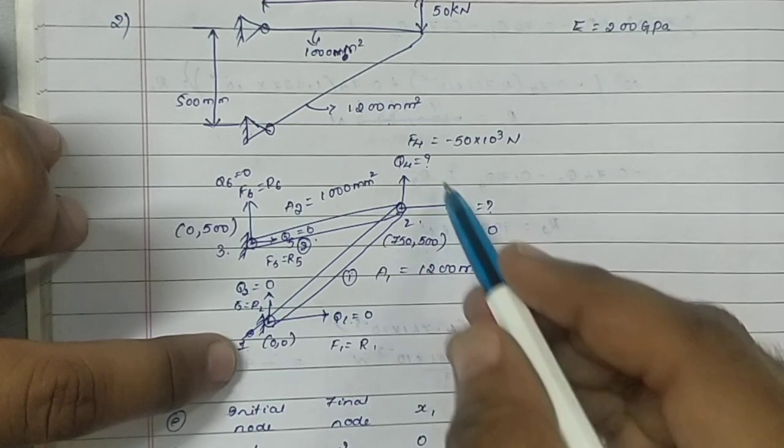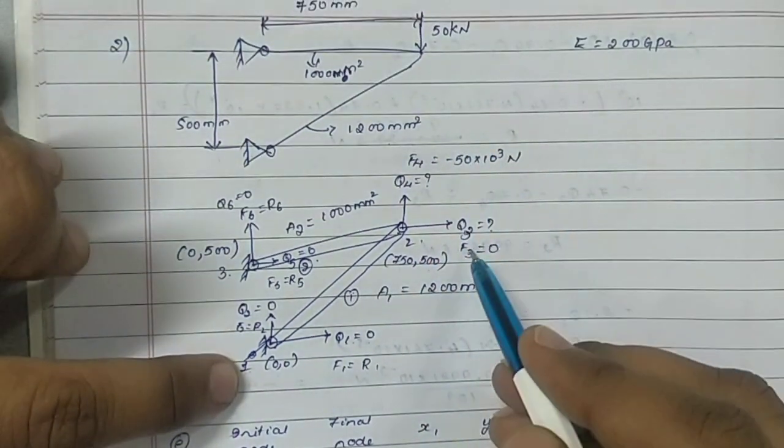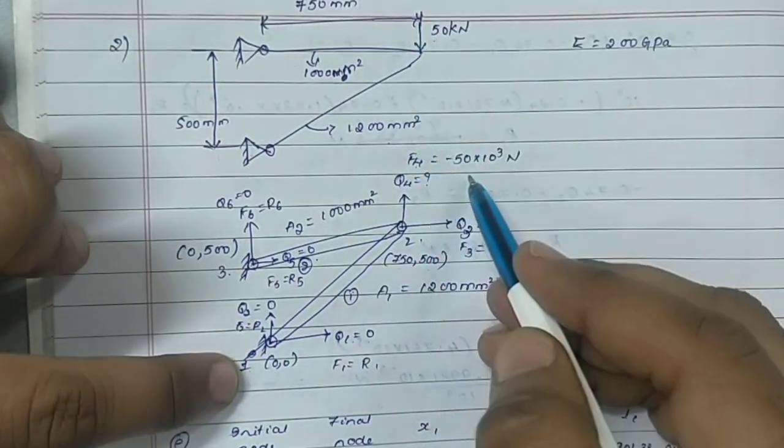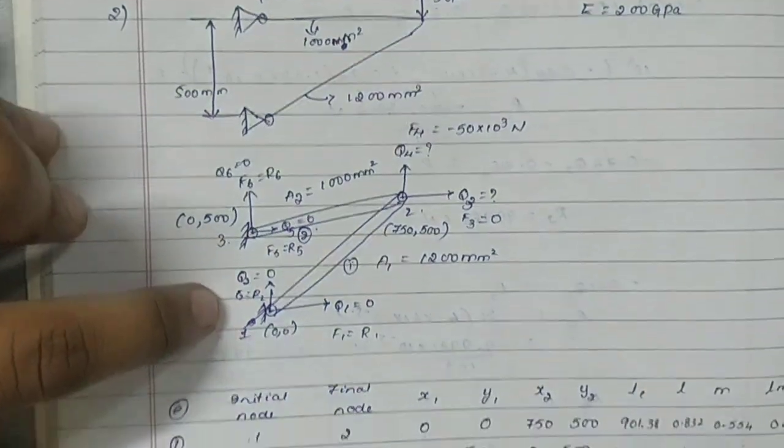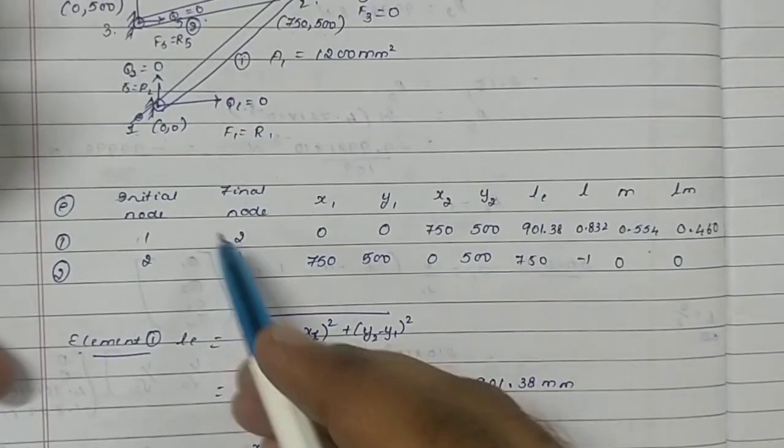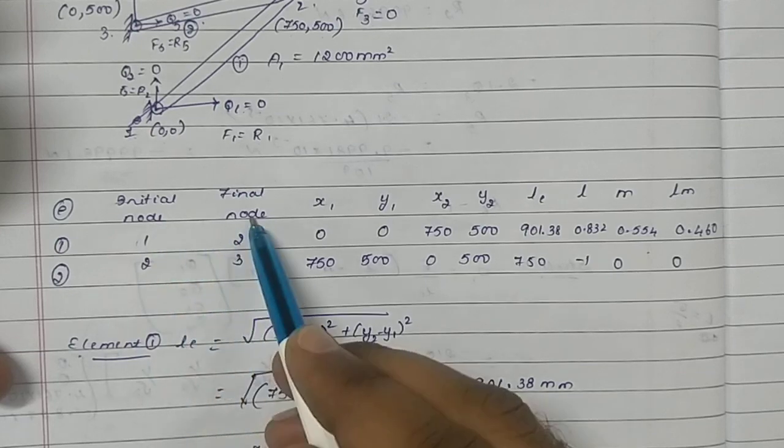Now f3, is there any force given in the x direction? No, so it is 0. f4, is there any force given? Yes, minus 50 into 10 power 3 Newton. Next, write the element connectivity table: element, initial node, final node.